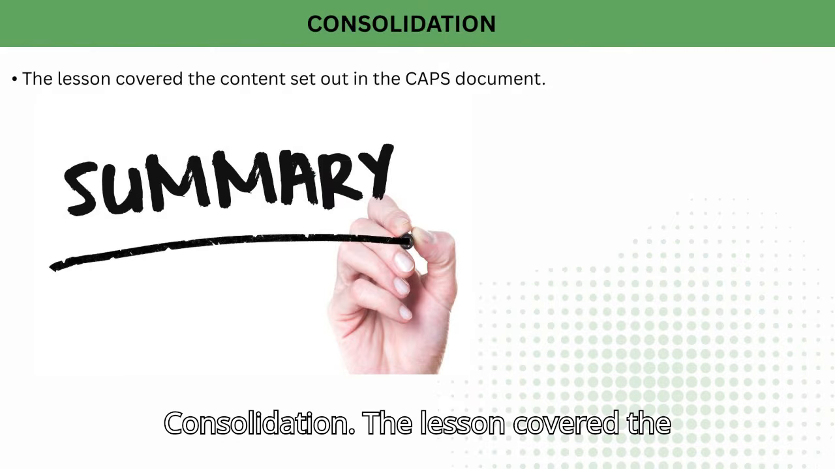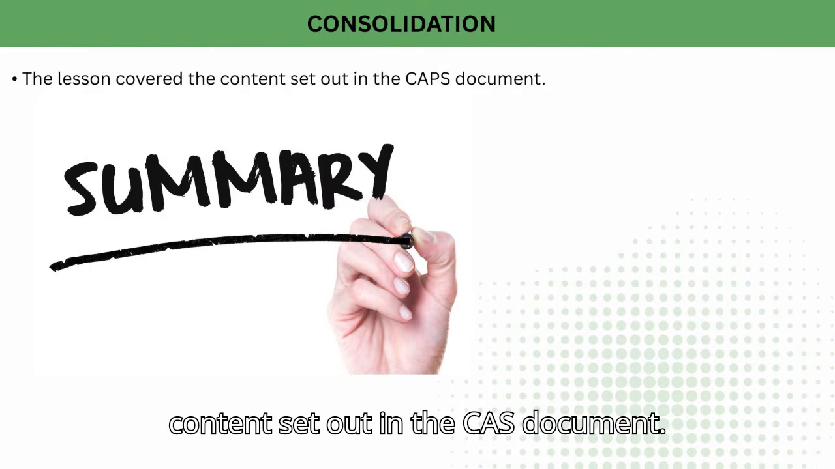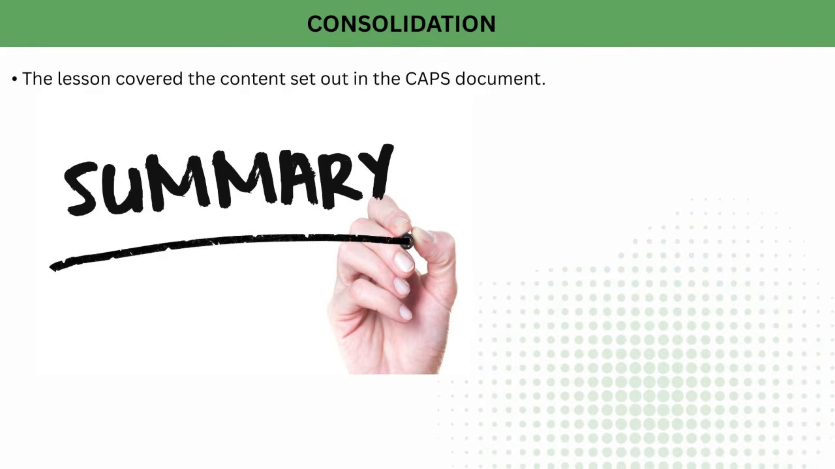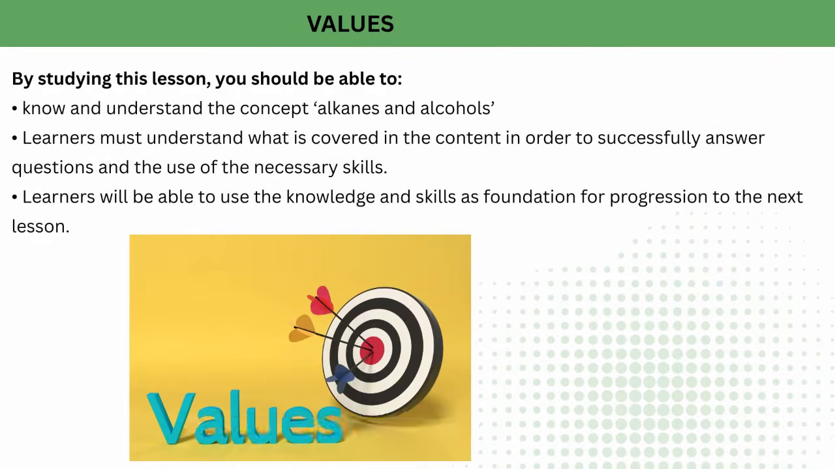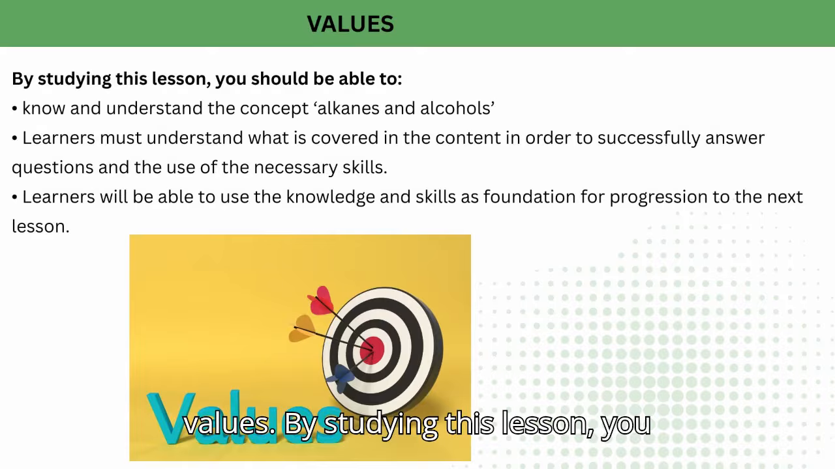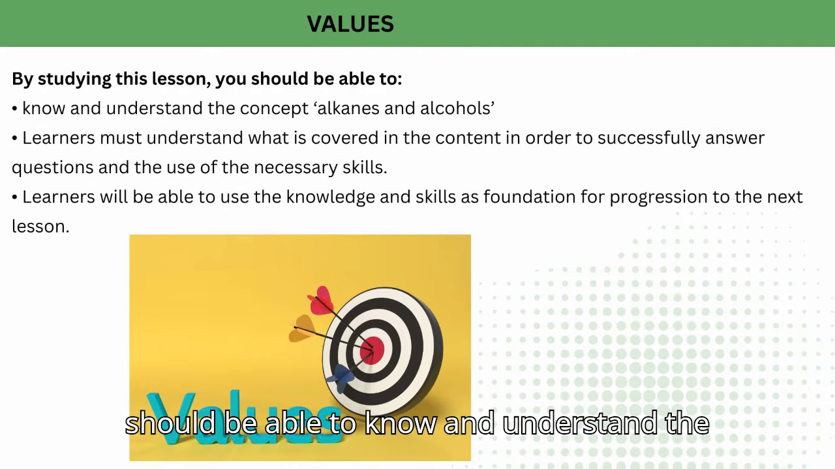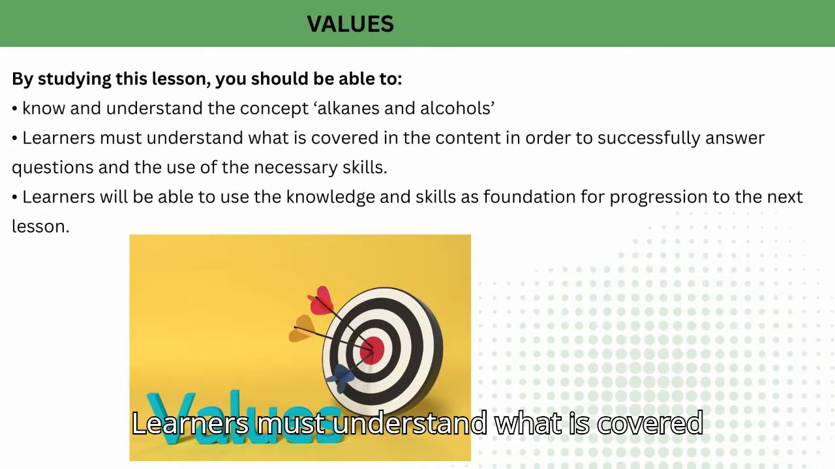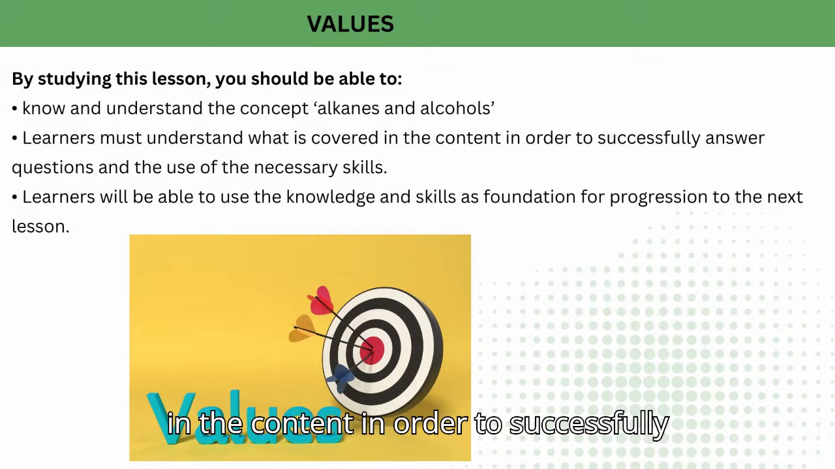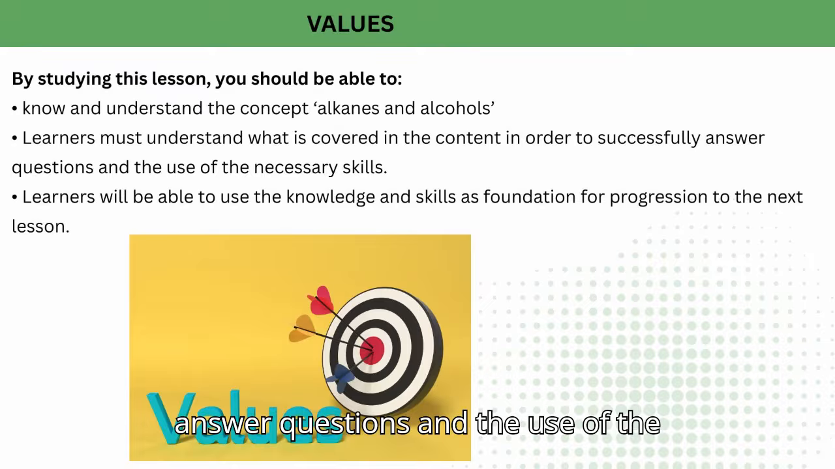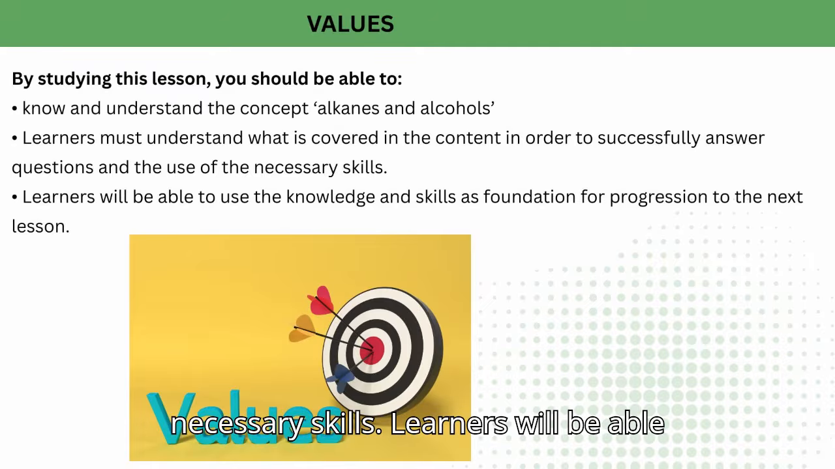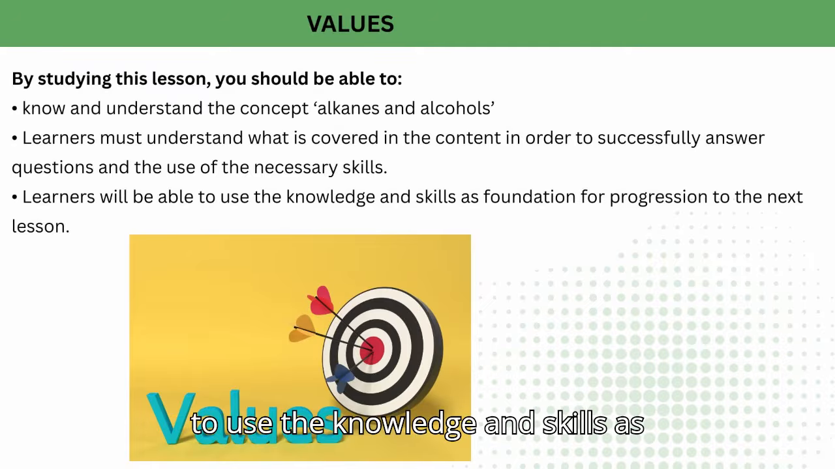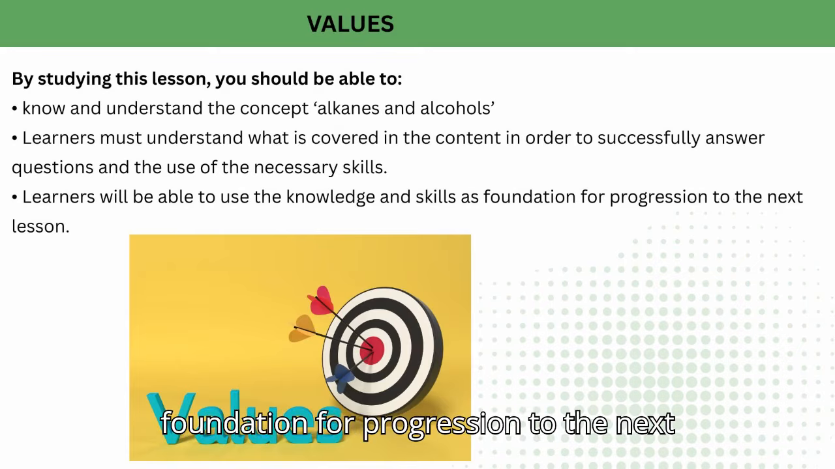Consolidation. The lesson covered the content set out in the CAPS document. Values. By studying this lesson, you should be able to know and understand the concept, alkanes and alcohols. Learners must understand what is covered in the content in order to successfully answer questions and use the necessary skills. Learners will be able to use the knowledge and skills as foundation for progression to the next lesson.